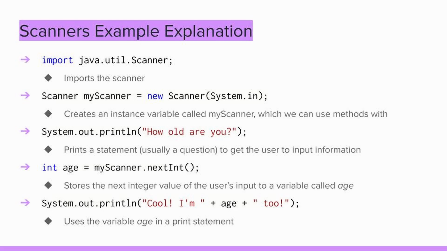The first line in our program, import java.util.Scanner, imports the scanner. Note that the import is outside of the main class. Then the line Scanner myScanner equals new Scanner(System.in) creates an instance of the scanner called myScanner, which we can use methods with. Next, a question, how old are you, gets printed to the console to prompt the user to input a response. Next, we call the nextInt method and store the next integer value of the user's input as a variable called age. Finally, the computer uses the variable age to print a statement.